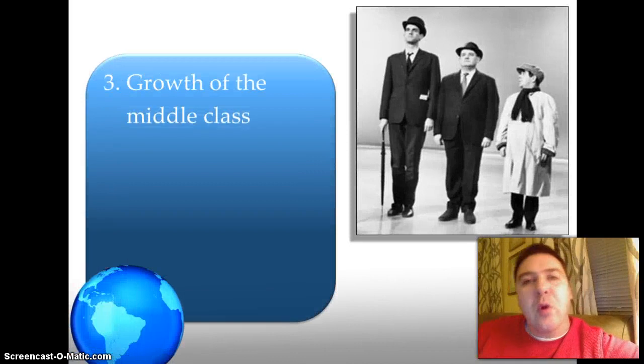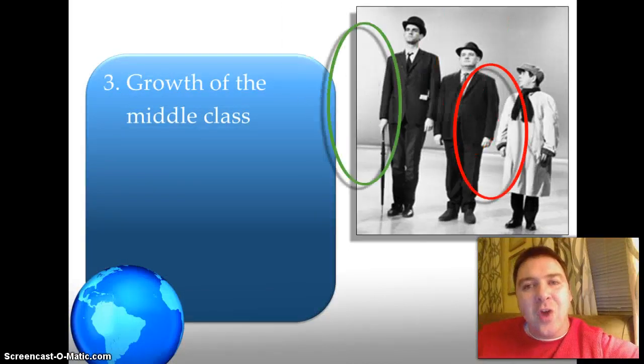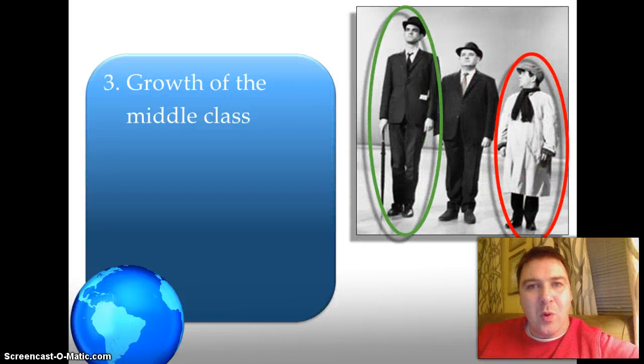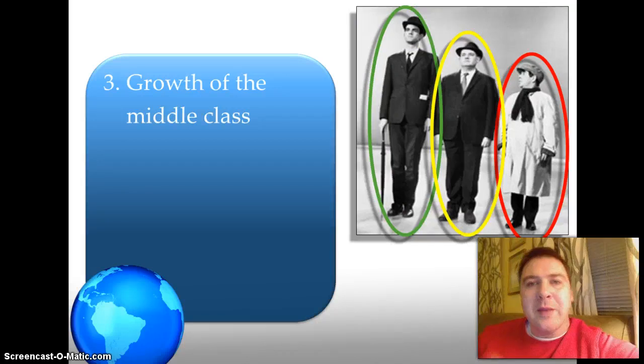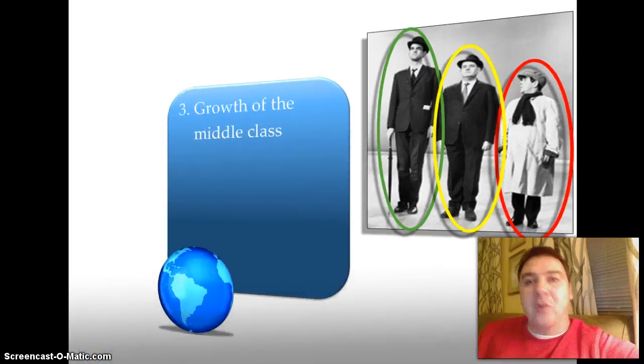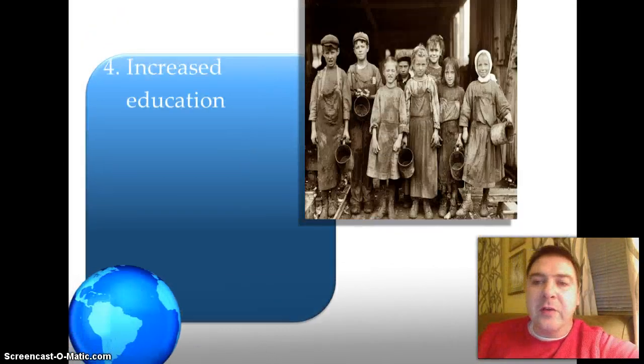We see the growth of the middle class. Historically, you had rich and poor. But now with the Industrial Revolution, we really see the emergence of a new group of people. Not super rich, but at the same time not living day-to-day poor. So the middle class begins to emerge here during the Industrial Revolution.